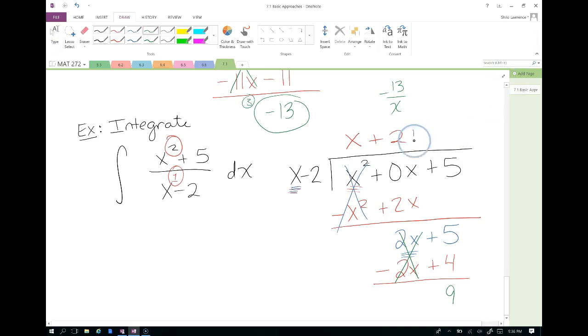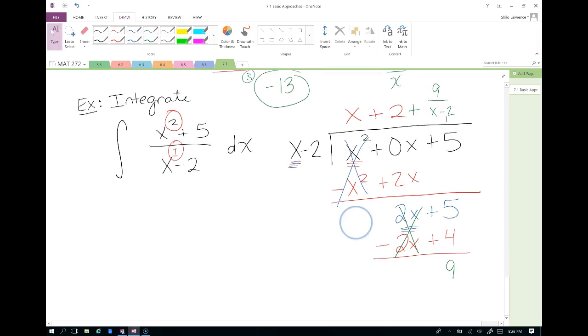Because it's positive, I'm going to say plus 9 over x minus 2. Now this is going to be much easier to integrate. So this is an equivalent integration problem. All I've done is used some algebra to rewrite my integrand as x plus 2 plus 9 over x minus 2.